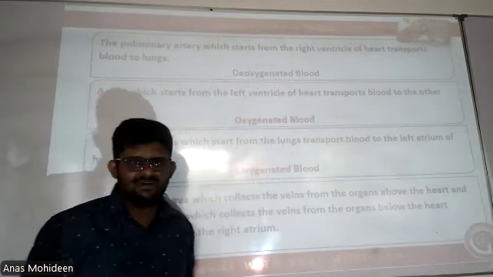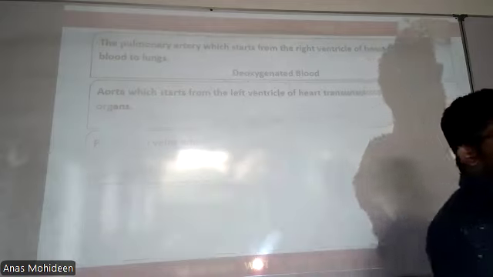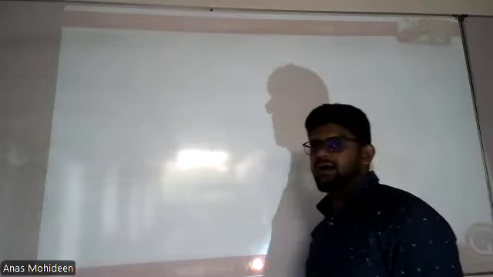Superior and inferior vena cava, starting from the other organs, carry deoxygenated blood towards the right atrium. So from the upper and lower organs, the superior and inferior vena cava carry deoxygenated blood towards the heart. That is also deoxygenated. So shall we fill it up, please?